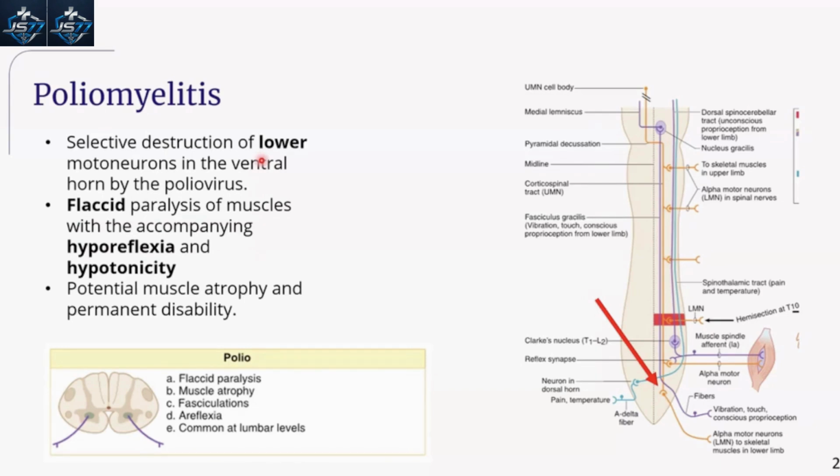Flaccid paralysis. So people with polio, historically, before we had the vaccination for that, you used to see people in wheelchairs finding it hard to stand up and move. Limbs are very flaccid. That's classic presentation of poliomyelitis. You see hyporeflexia, not enough reflexes, and hypotonicity.